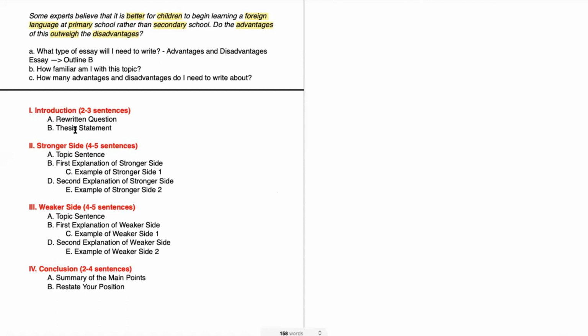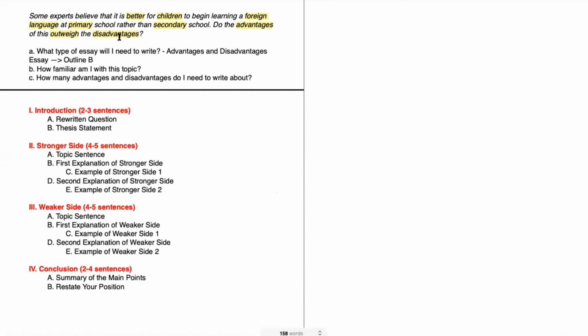Okay, so I've gone ahead and written out the outline that we saw from our outline B slide earlier. And I've written our headings in red, so the introduction, the stronger side, the weaker side, and the conclusion. I have also written the various sentences that we will use in each paragraph. So first off, in the introduction, it should be about 2 to 3 sentences. You'll have your rewritten question.